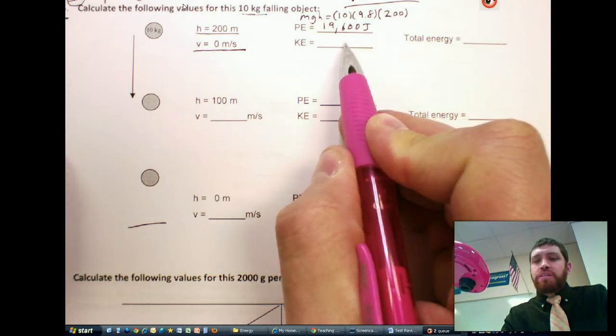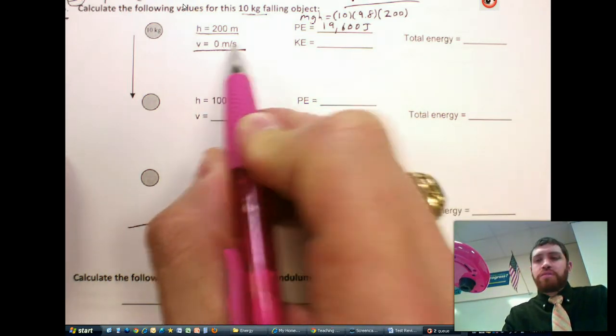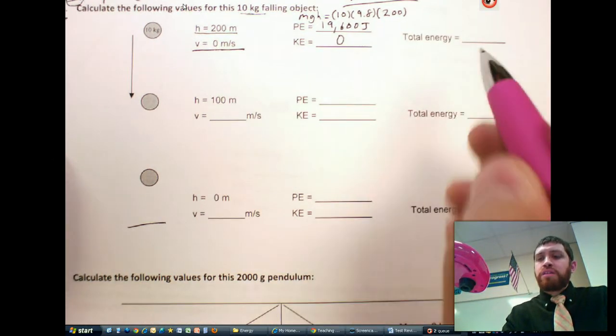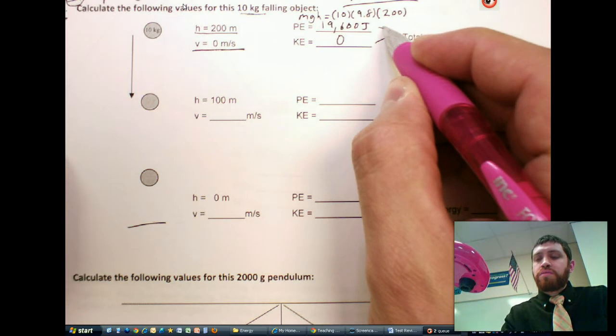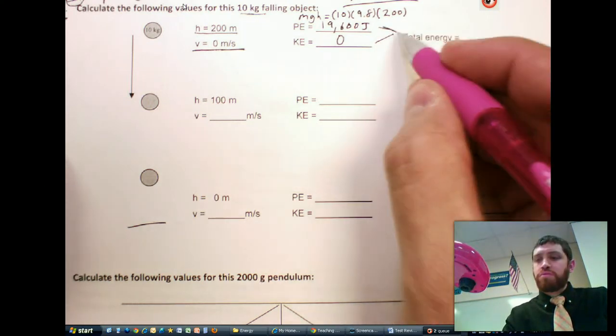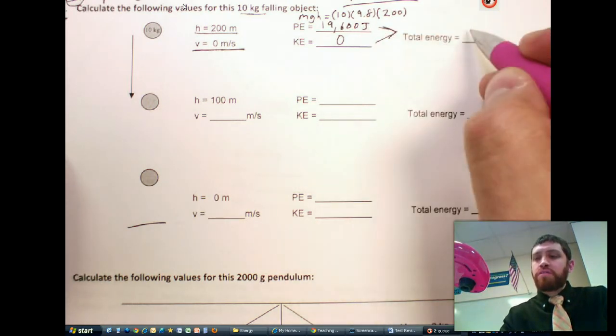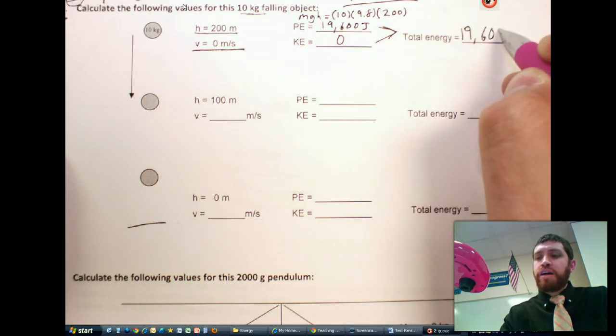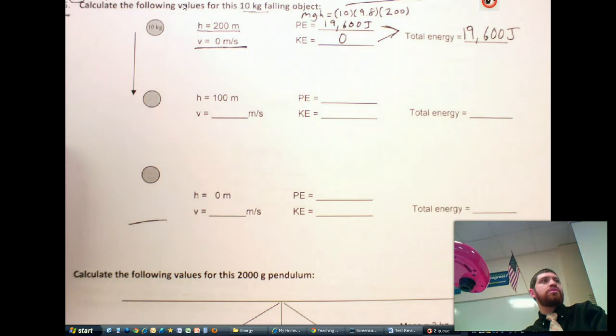Kinetic energy, since there's no velocity, there will be no kinetic energy at the top. And the total energy is the addition of these two. And the total energy for this system is going to be 19,600 joules. So all of it is potential energy at this point.